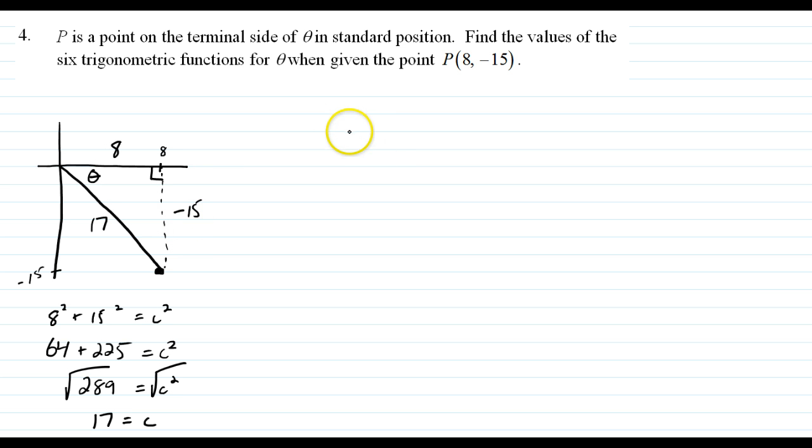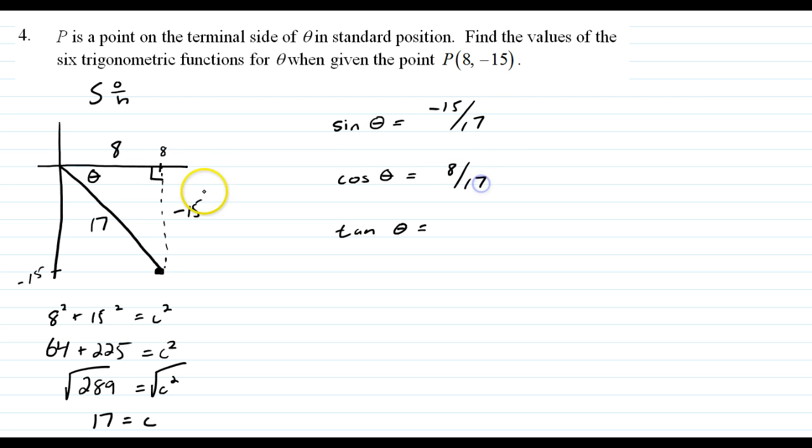And so now we just find the 6 trig functions. So the sine of theta, cosine of theta, and the tan of theta. We'll start with the 3 basic ones. And so remember, sine is opposite over hypotenuse. So it'd be negative 15 over 17. Cosine is adjacent over hypotenuse. So it'd be 8 over 17. And the tangent would be opposite over adjacent, so negative 15 over 8.